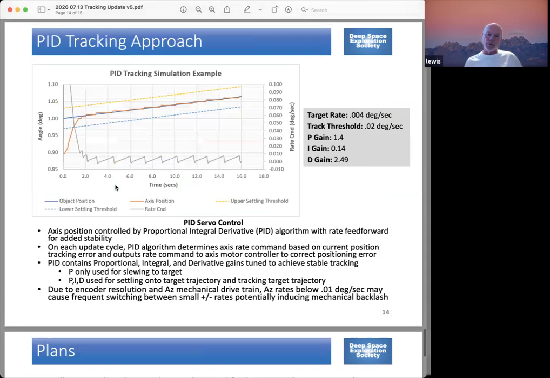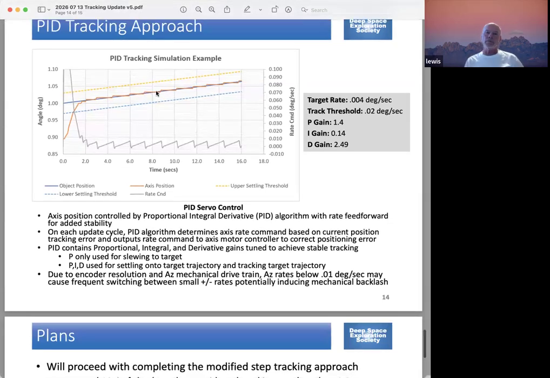And then the third approach is the PID tracking approach, which is a continuous update to keep the mount on the trajectory of the object. And I've implemented a simulation of a PID loop in Excel, and then a model of how I think the mount controllers would respond to that. And so the simulation is somewhat subject to the accuracy of that modeling, but I think it's close enough to draw some conclusions.